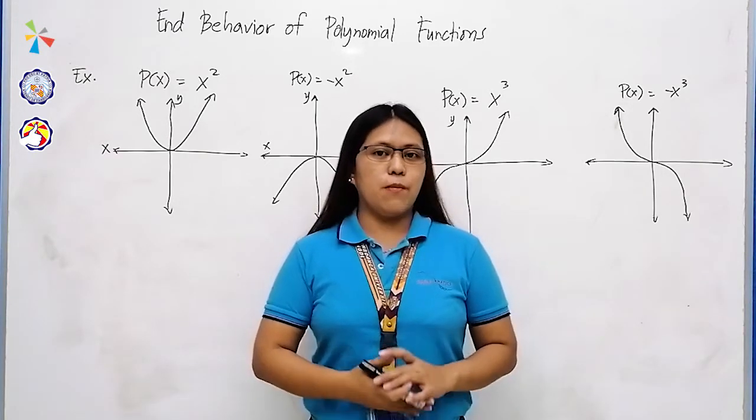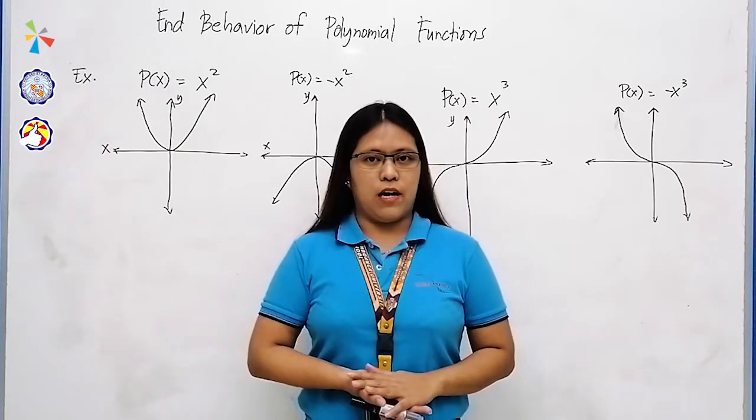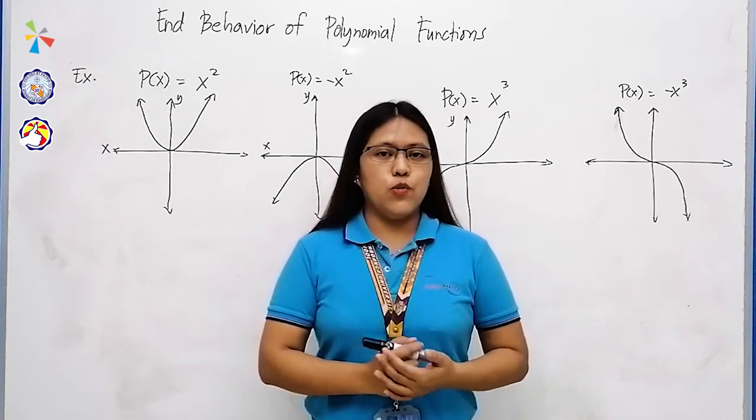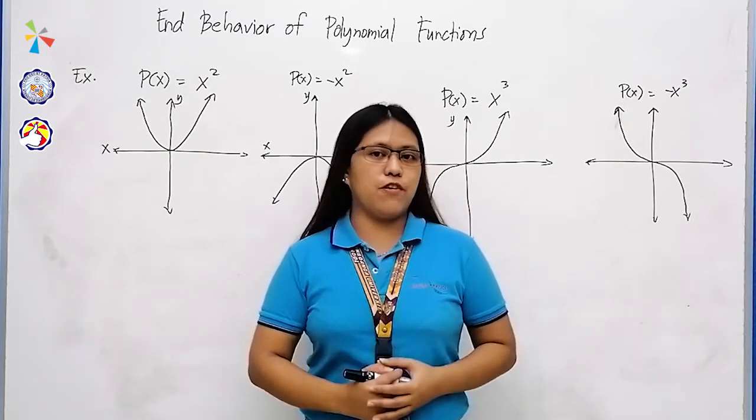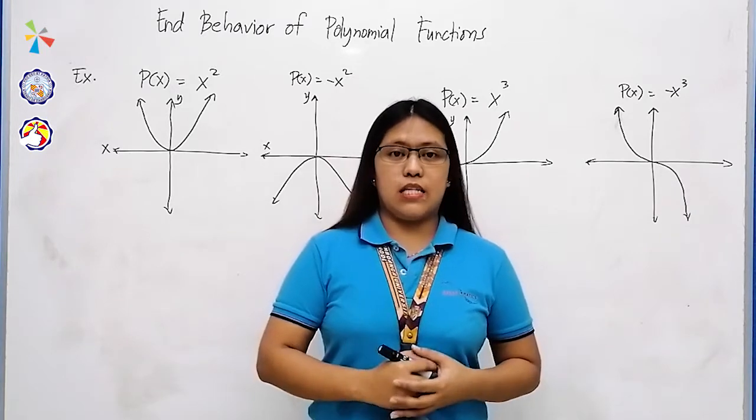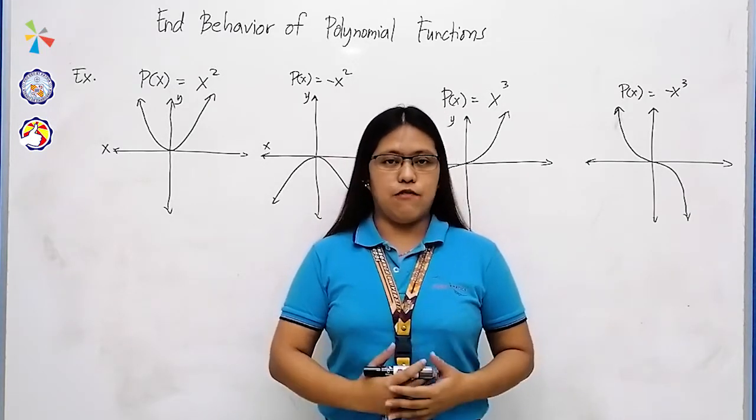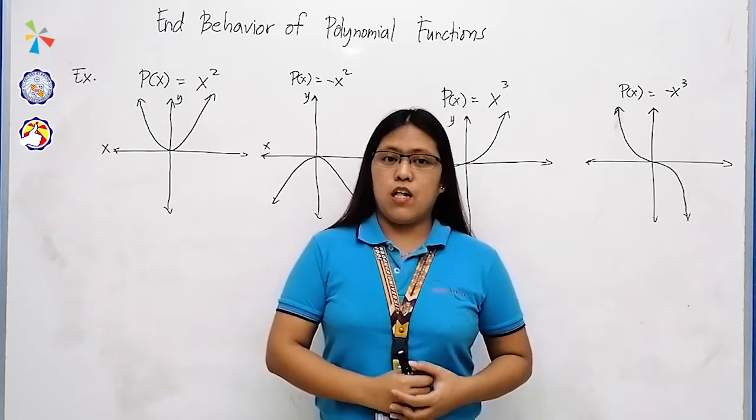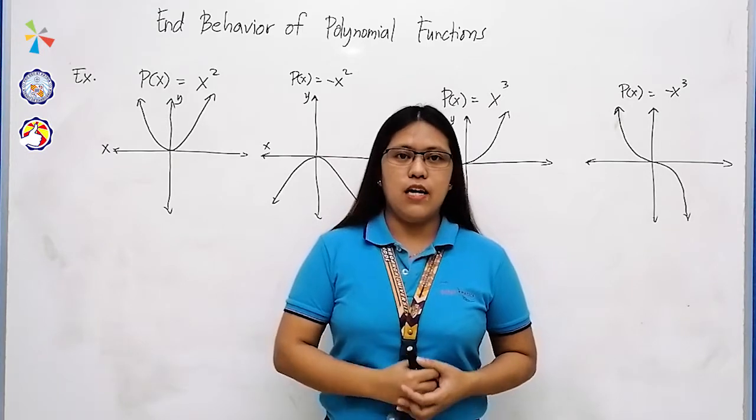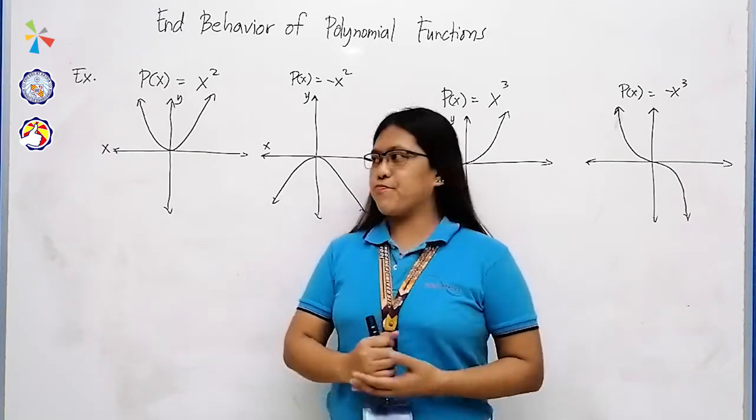Graphs together with the number of turning points can help determine the degree of a polynomial function. In this section, you will learn that different polynomial functions follow a specific pattern by looking at their end behavior, or how the opposite ends of the graph of a polynomial function behave. This will help you easily identify the type of polynomial function based on its graph.